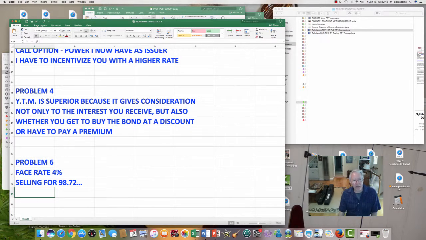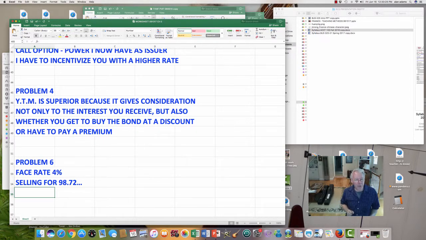If the face rate is 4%, that means you're going to be receiving $40 every year for one of these bonds. Then you have another way that you benefit as well. You got to buy this $1,000 bond for 98.72, that's $987.20. So that's a benefit to you as well, an economic benefit. And that means you'll make out a little bit better than the face rate of 4%. So by buying this bond at a discount, let's answer the question directly. Will the YTM be lower or higher? The YTM is going to be higher, okay?